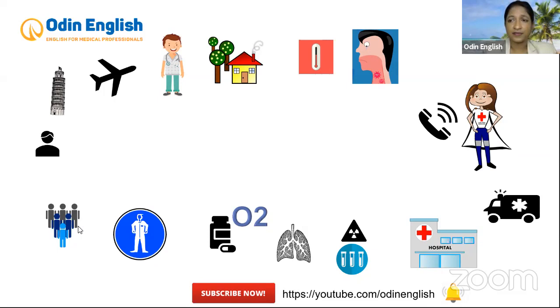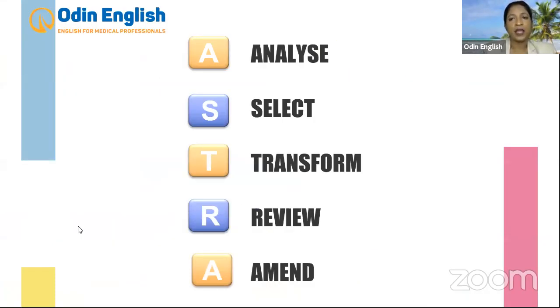So visualizing the story is one of the biggest things. Next, we'll see what is the next step in writing. So you have seen ASTRA, which we had introduced in our earlier session. And this includes analyze, select, transform, review, and amend. These are the 5 steps included in ASTRA, or the 5 steps for writing a letter. A for analyze, S for select, T for transform, R for review, and A for amend.